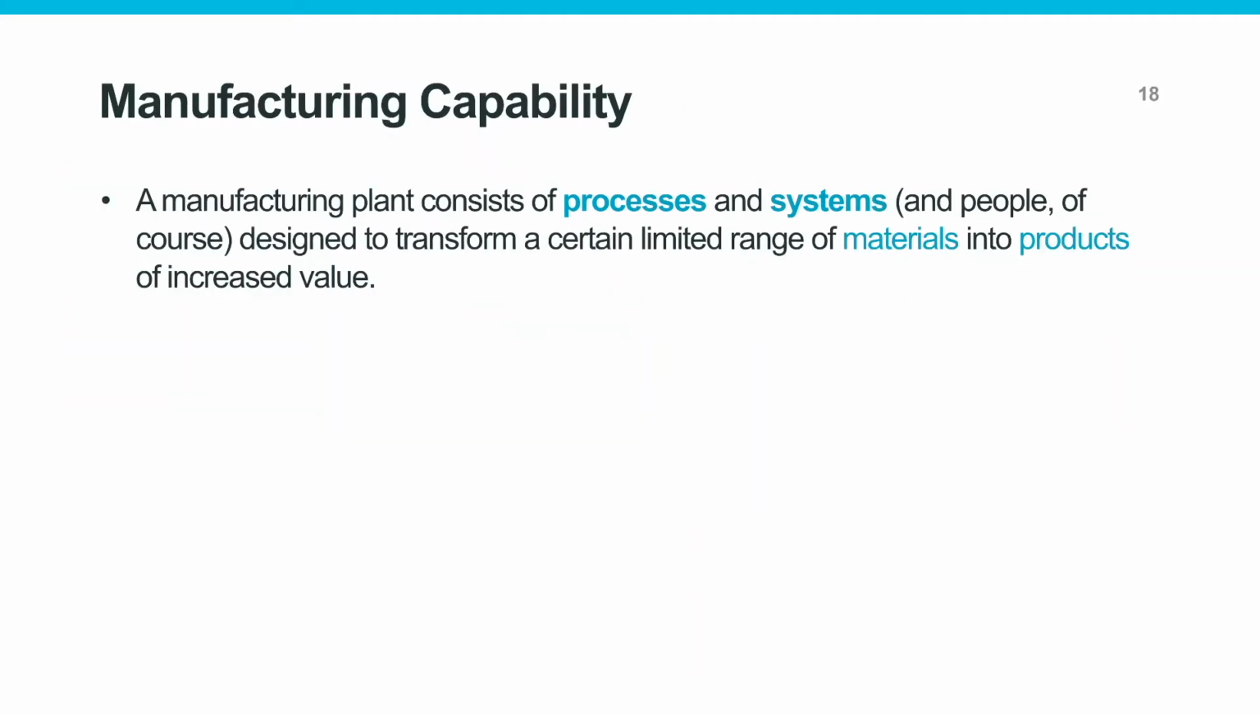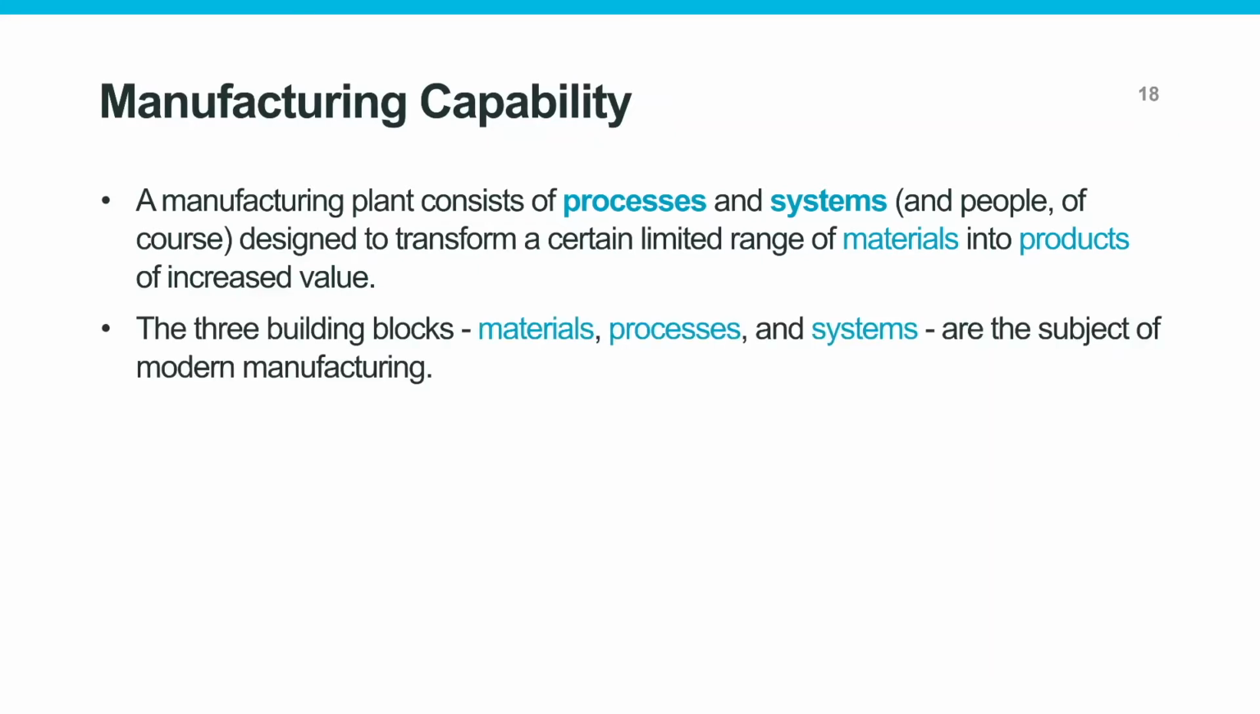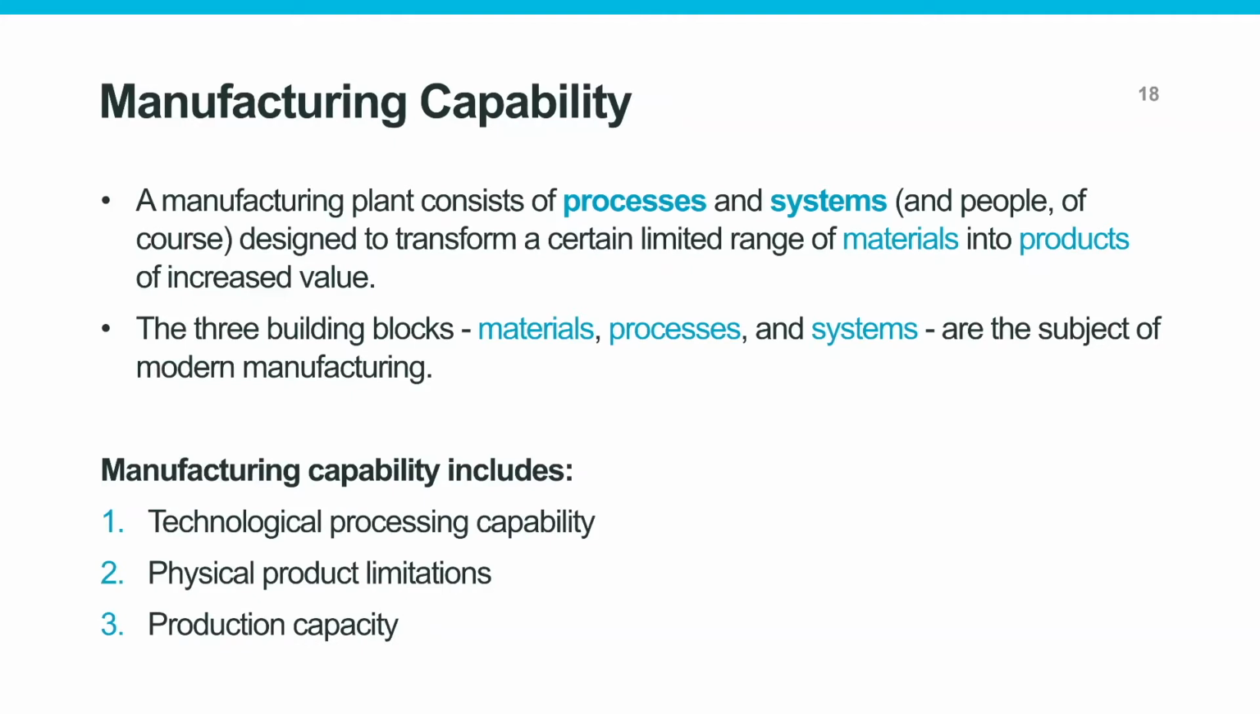When we discuss manufacturing, we discuss manufacturing capability. A manufacturing plant consists of the processes and systems, including the human resources and people, which are designed to transform a certain limited range of materials into products of increased value. The three building blocks, materials, processes, and systems, are the subject of modern manufacturing. Manufacturing capability includes technological processing capability, physical product limitations, and production capacity, which we're going to discuss in the next few slides.